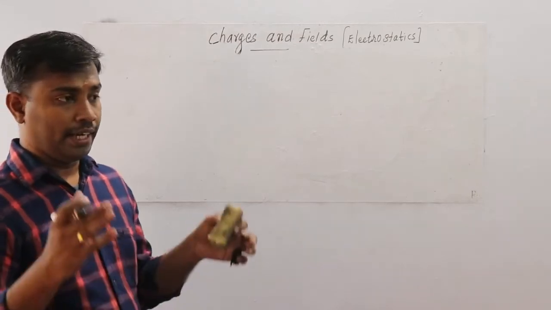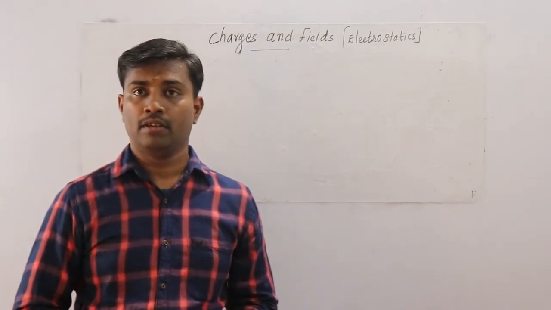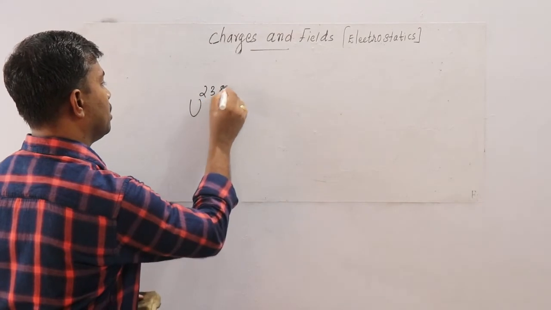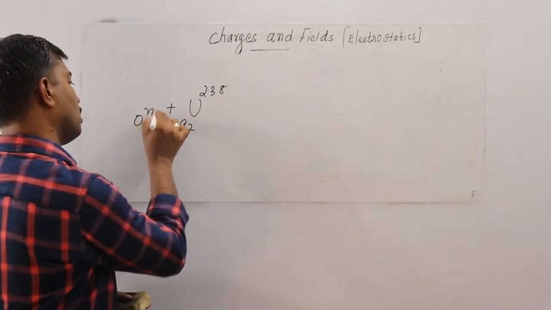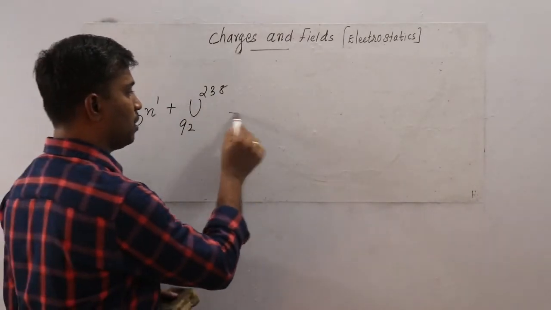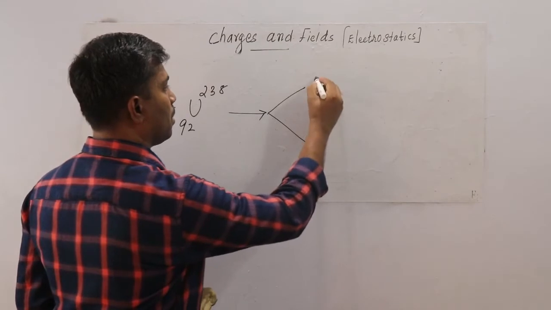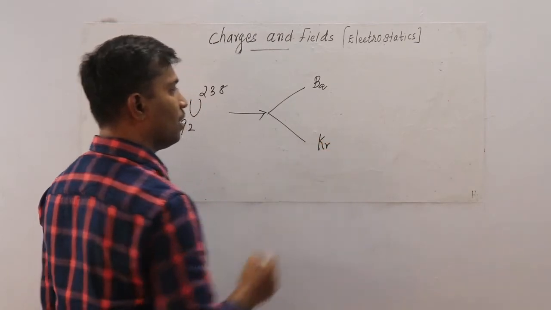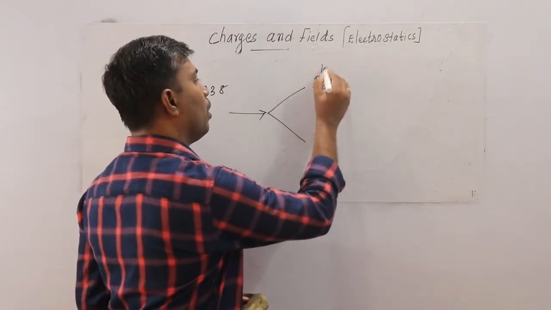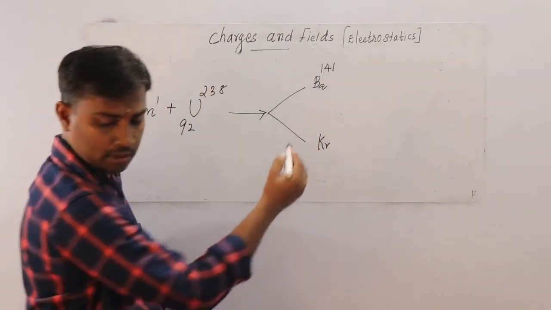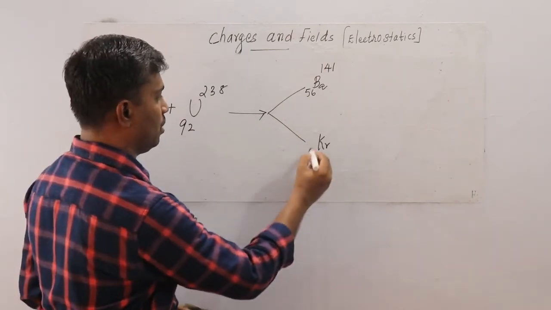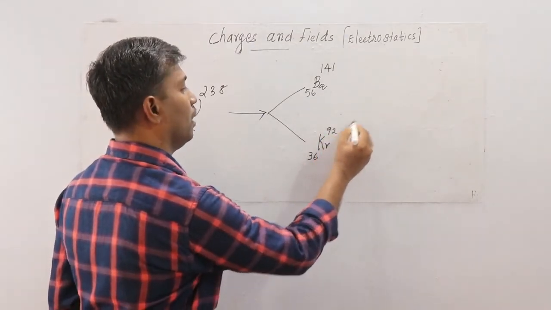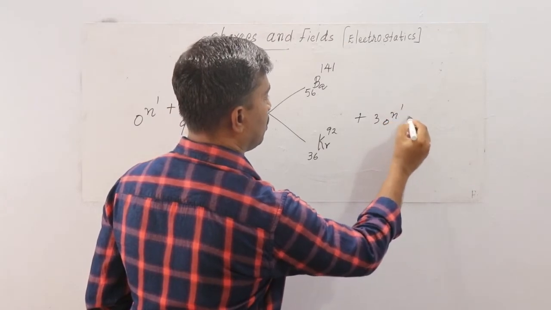Now we can consider an example in the case of a fission reaction of uranium-238. Say a neutron comes and collides with this uranium-238, atomic number 92. This uranium splits into two fragments. One is barium and another one is krypton. Barium has 141 and 56, and krypton has 92 and 36. And we are getting 3 neutrons plus energy.